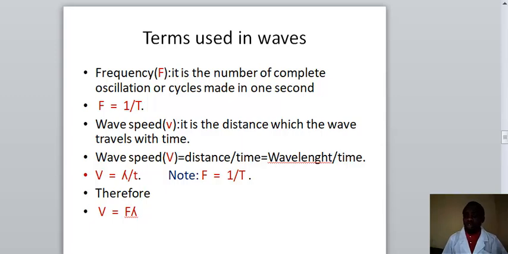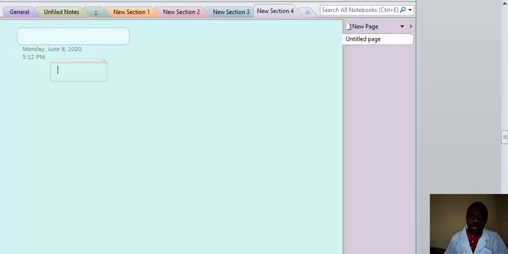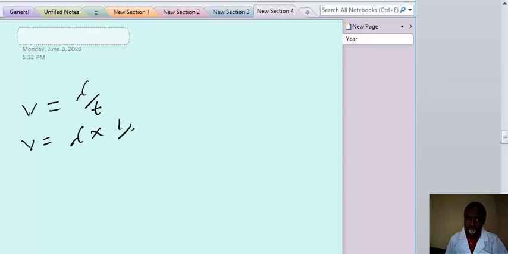Here the distance between the two successive crests is one wavelength. So meaning we can say the wave speed is wavelength over time. So we can have it as lambda over t. Meaning we can separate it: the wave speed, which is v, is equal to wavelength over t. We can separate this and say v equals wavelength times 1 over t.